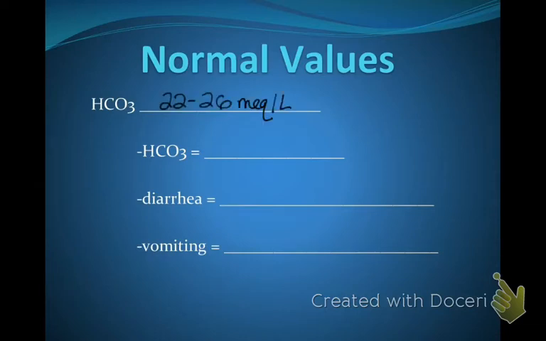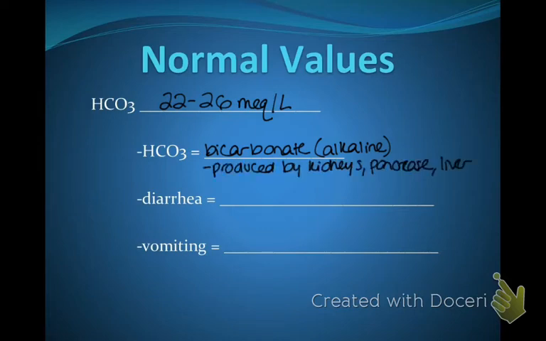Bicarb, normal values for bicarb are 22 to 26. Bicarb is alkalotic and is more related to a metabolic state. Bicarb is produced by the kidneys, the pancreas, and the liver. So it either comes out the bottom end, with things like diarrhea, and you lose bicarb. Because bicarb is alkalotic, if you lose that alkalotic state through diarrhea, you're going to have an acidosis.